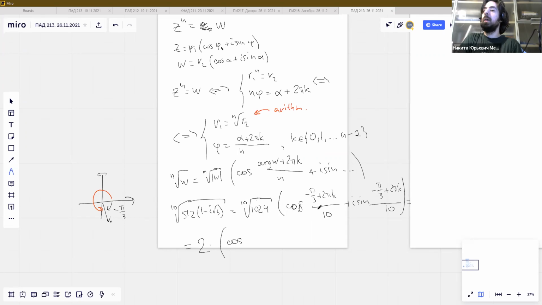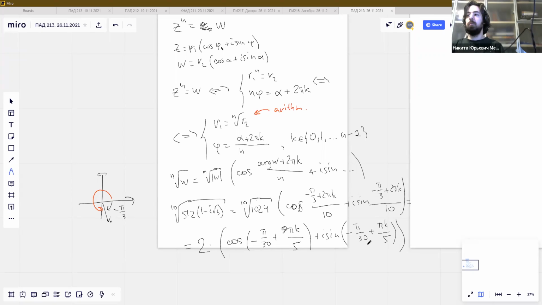So, and here we have cosine of minus pi over 30 plus pi k over 5, and the same with sine. It's not important to go from this representation to this, so we could leave it like this, it doesn't matter. It depends, well, kind of on your viewpoint, which is simpler. I don't really know, but still, this is the idea.